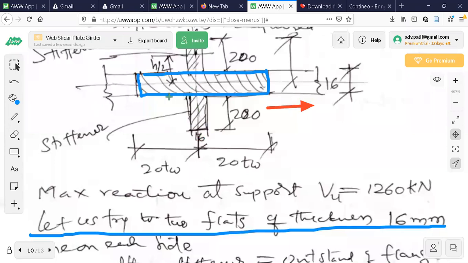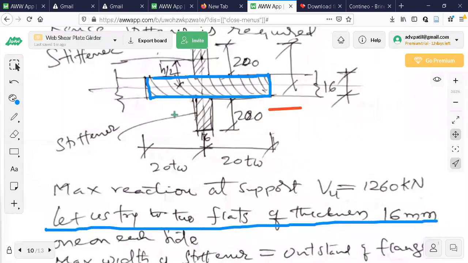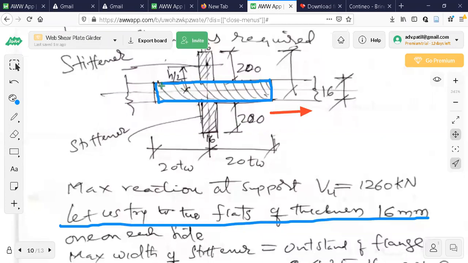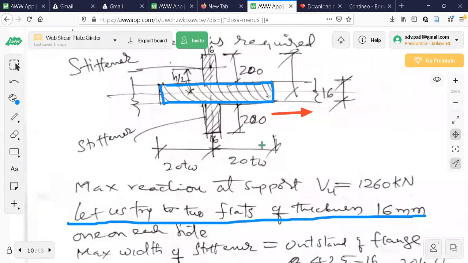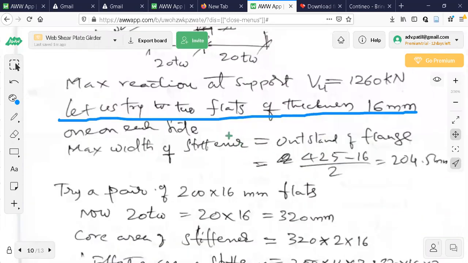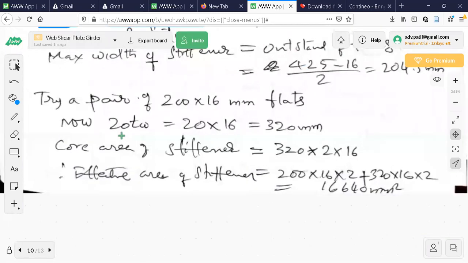Carefully observe this. 20 tw is taken from the center point. So I'll start from the center point of this. I'll go this side by 20 tw, 20 tw this side. So 20 into 16, because 16 is tw. So I'm going to get the dimensions from the center line. Finally, I'm able to get the rectangular part of the web, which also contributes in resisting the shear force. Let us see how much that is. 20 tw is 20 into 16, 320.